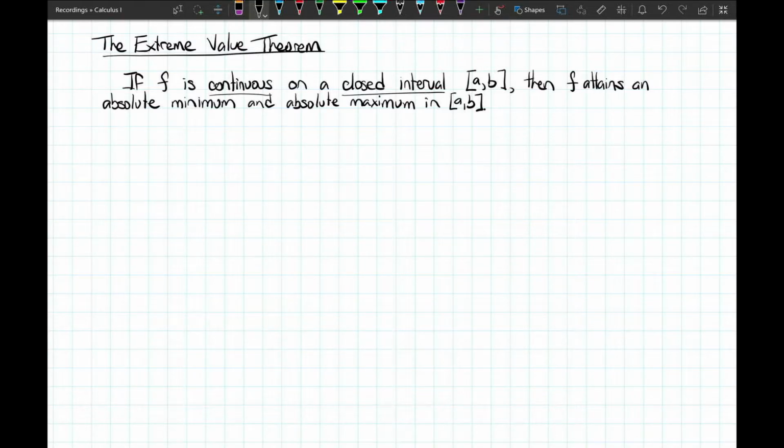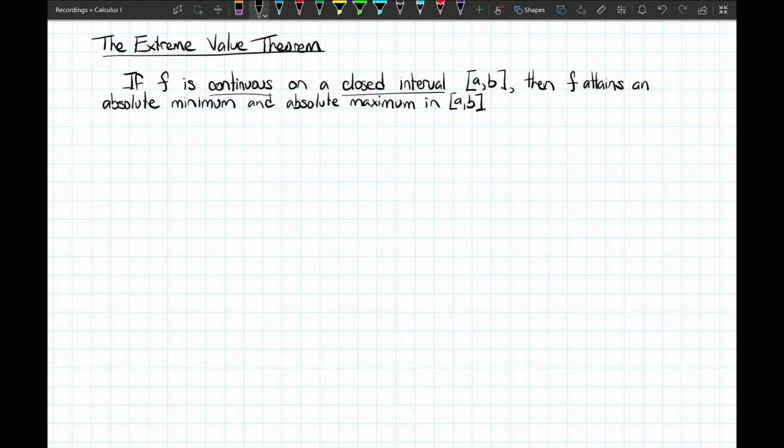If it's continuous over that closed interval from a to b, then we are guaranteed to have an absolute minimum and an absolute maximum in that interval. Again, with closed endpoints, meaning it actually could be the endpoint that could be the absolute minimum or maximum.